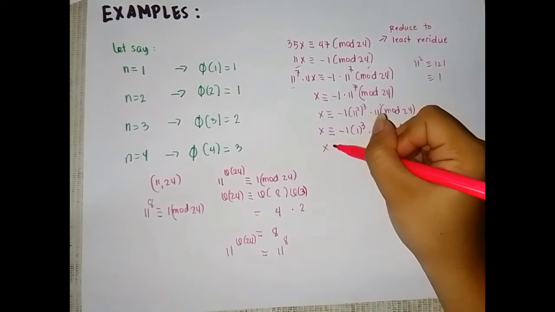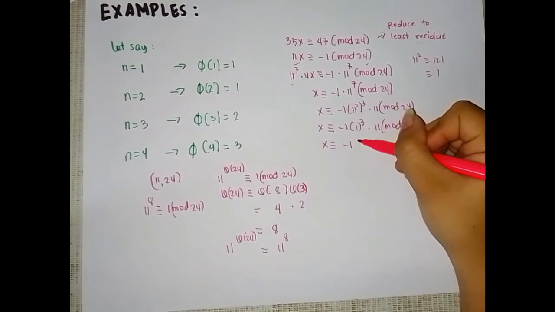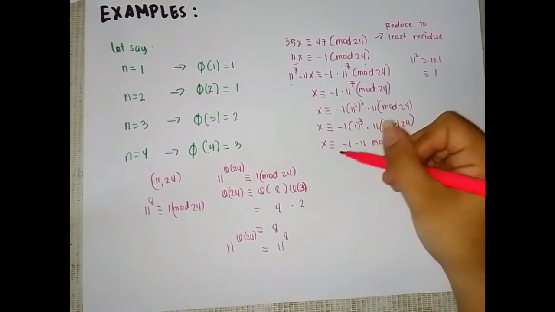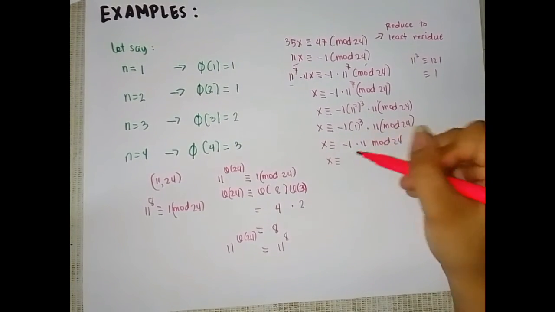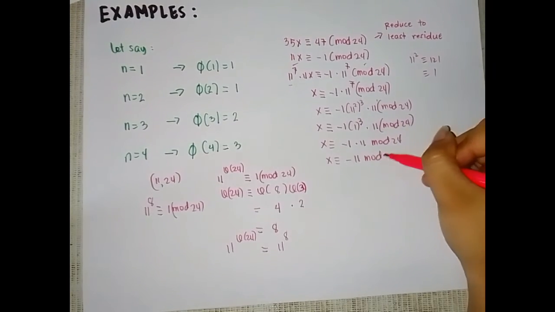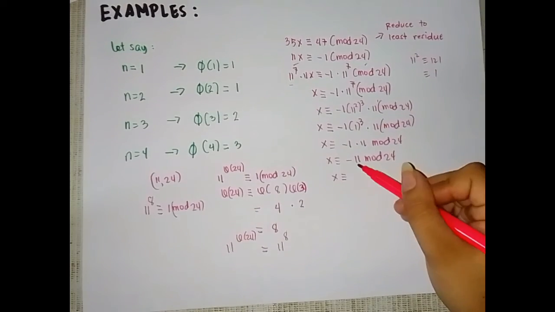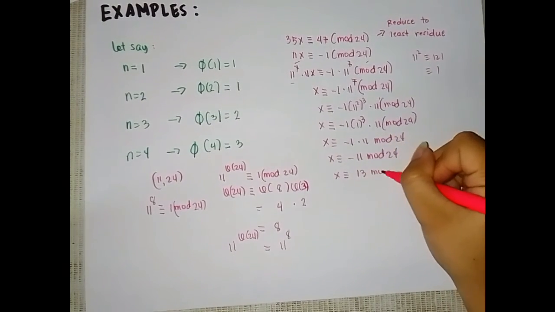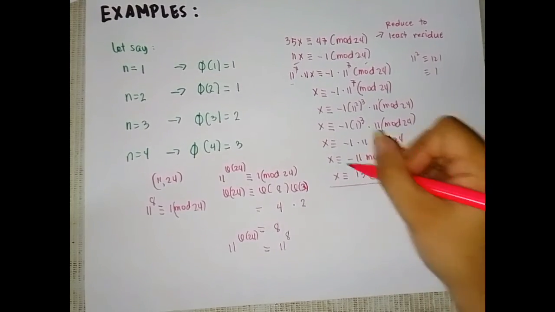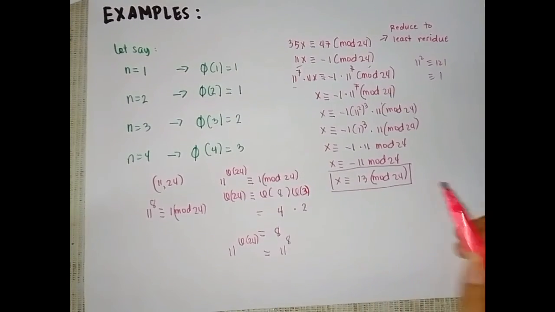Next, simplify. We have x equivalent to negative 1, and 1 to the power of 3 is 1. So we have negative 1 times 11 mod 24. We have x equivalent to negative 1 times 11, which is negative 11 mod 24. And we'll have 24 minus 11, we have 13 mod 24. So this is our answer: x equivalent to 13 mod 24.